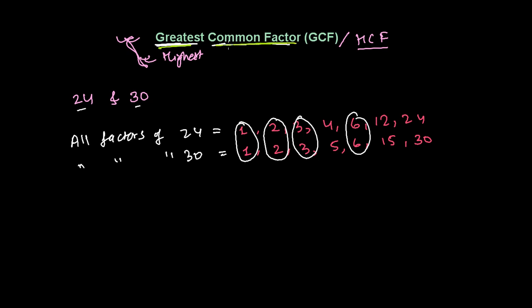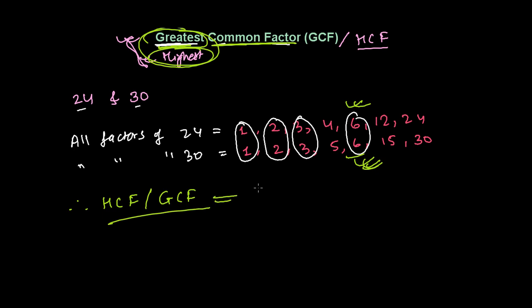We found the common factors. What are the common factors? 1, 2, 3 and 6. Which one is the greatest, or which one is the highest number? 6 is the greatest and highest. It is the superior one among all these. So the Superman among all these common factors is 6 here. So that's why my HCF, or if you want to write GCF, whatever you say, is 6. That's our answer.